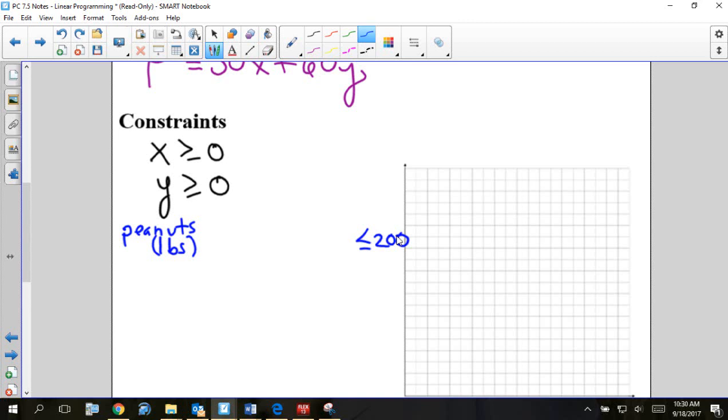And for the house mix, it's 20 pounds of peanuts, so 20 pounds per house mix and 10 pounds per fancy mix. That has to be less than or equal to 200. So that's the total amount that we have.